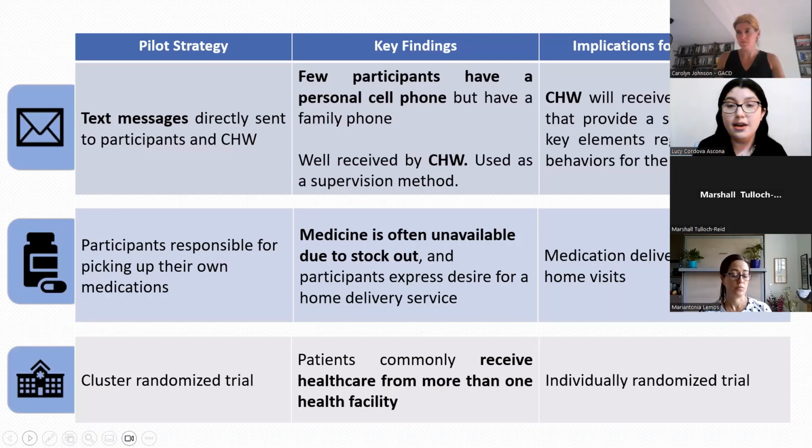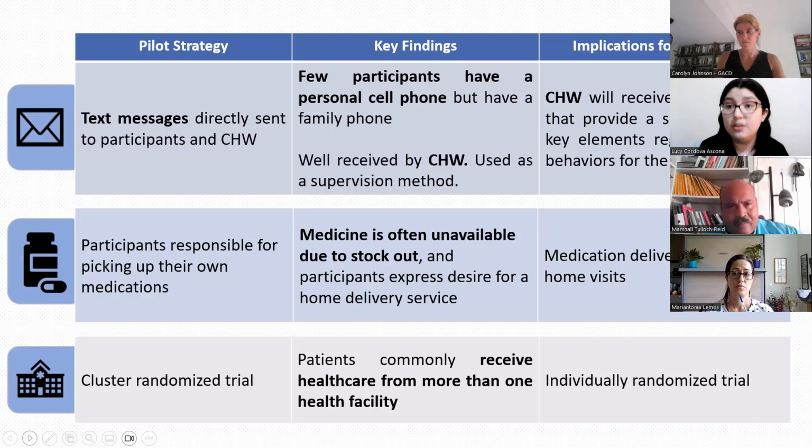So that's why, instead of participants receiving these key messages, it is the community health workers who are going to receive those messages, and they have to relay that information to the participants. Why do community health workers have cell phones? Because they work hand in hand with health facilities, so it is expected for them to have it ready.